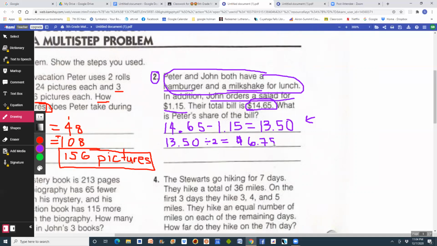Now let's check back with what the question was actually asking. What is Peter's share of the bill? Okay, so Peter's the one that did not order the salad. So Peter's going to pay $6.75, and that's what John's going to pay too, but plus he's going to have to pay the $1.15 too. So Peter's share is the $6.75. Again, if you think you can handle some of these questions yourself, go ahead and do it yourself and then check back and see what answers we came up with.